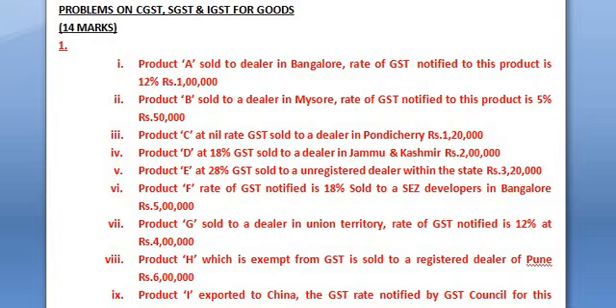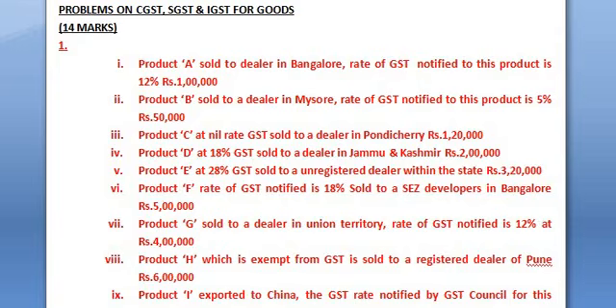So here, product A sold to a dealer in Bangalore. Rate of GST notified for this product is 12%. If the place is not given, we consider it as an intra-state transaction. Intra-state means this 1 lakh has to be paid as CGST and SGST at 12%. Next, I will tell you how it has to be calculated.